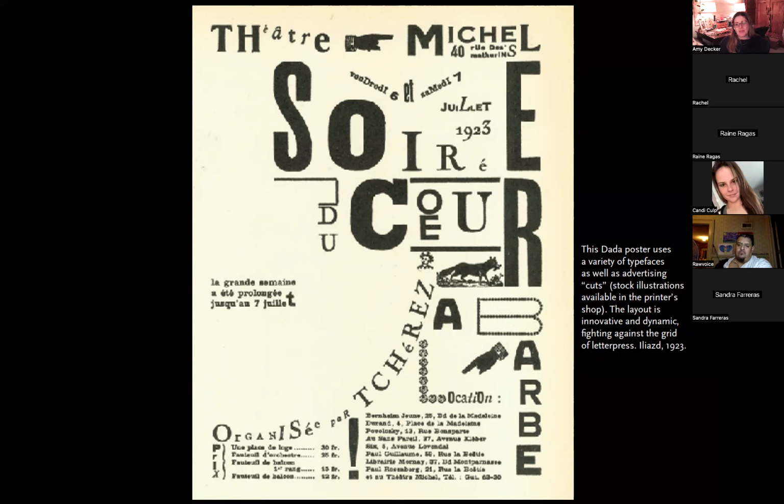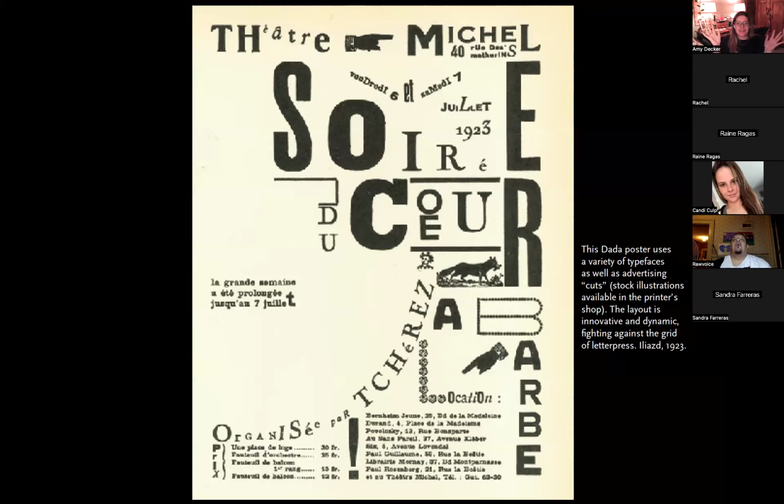The Dada posters used a variety of typefaces and advertising cuts. You can see there's little like illustrations in here too. These were called advertising cuts. They were little also made on blocks of wood, like wood print, and you could add them into designs. This was fighting against the grid. And so because this was all done on a press with these square wooden blocks, they literally had to cut pieces of wood and veneer on angles and screw them in and put the type on these curves.